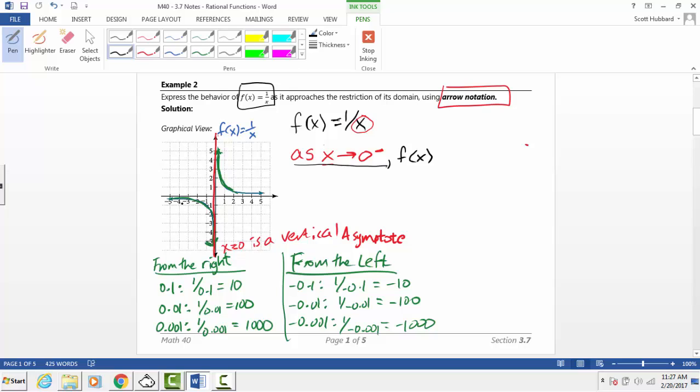And again, if I look at the left side, I'm over here. And as I go close to 0 from the left, I'm putting my finger on the graph, and I just ask myself, where's it heading? Is it heading to positive infinity, which is up here, or is it heading to negative infinity? And it looks like it's heading to negative infinity. And so we write that. So this is from the left side. As x approaches 0 from the left, the graph goes to negative infinity. And so that's how we write that.